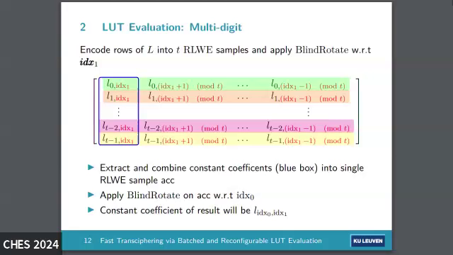A more intuitive perspective in the n-dimensional case is you have an n-dimensional tensor, and you rotate the coefficients along every dimension by a certain index. And then the result is in the 0 slot.